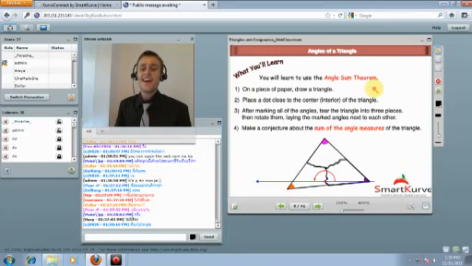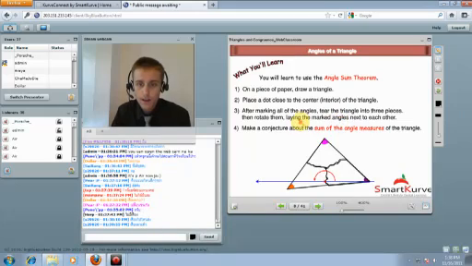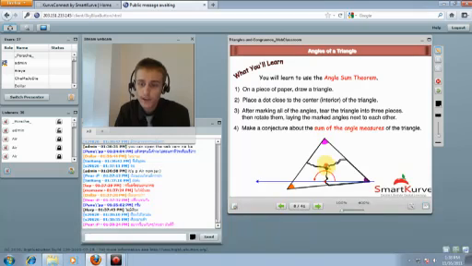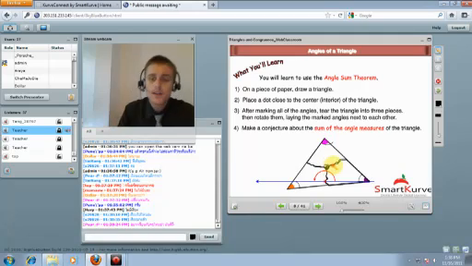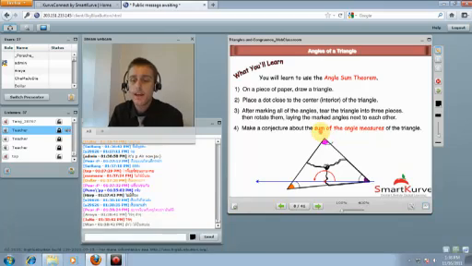Okay. Angle sum theorem. On a piece of paper, draw a triangle. Place a dot close to the center or interior of the triangle, right there. After marking all of the angles, put a little line by all 3 of the angles of the triangle. Tear the triangle into 3 pieces. Then rotate them, laying the marked angles next to each other. Make a conjecture about the sum of the angle measures.